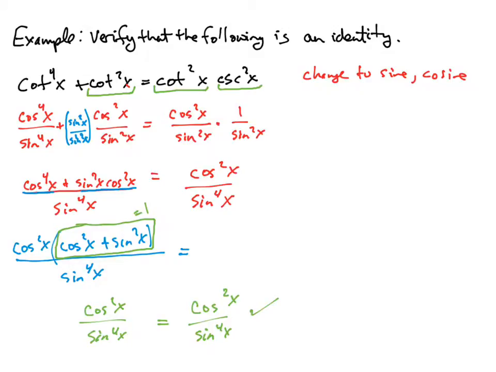The idea here is that we need to try different strategies. Sometimes changing everything to sine and cosine will work. Sometimes it won't work. For this one, it worked right off the bat. So that's just something to keep in mind if you've never done these before. There's not necessarily only one way to go about verifying.